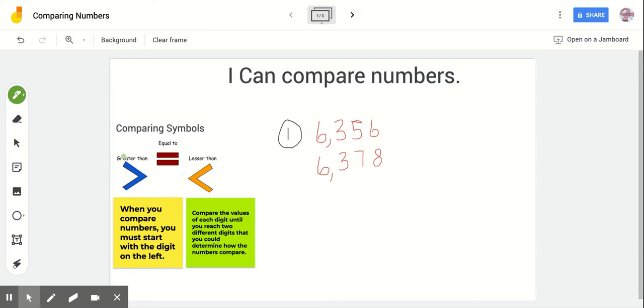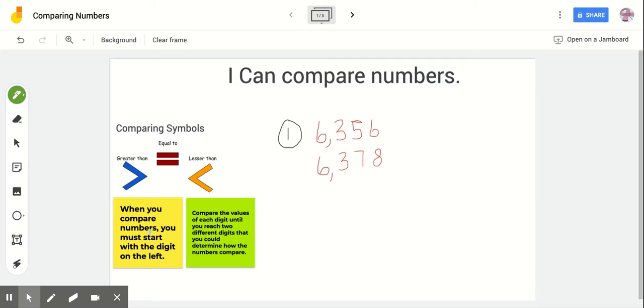If you think about it on a number line, if you're going this way, it means the numbers are going up on a number line. Then we have the equal to symbol. And then we also have the less than symbol, which, if you think about it on a number line, the numbers are going downward if it's pointing this way.